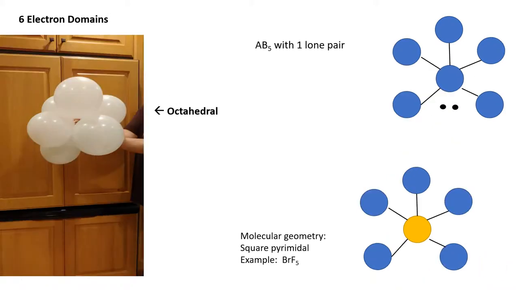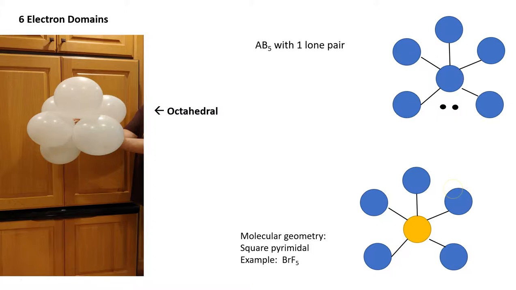Now the last domains here, this one has six, and we call this one an octahedral. So this AB5 with one lone pair has a square pyramidal shape. So it's square on the bottom with one coming off the top here. There's one lone pair. This is bromine pentafluoride. This has one lone pair and then five atoms connected to that center molecule. So there's five fluorines on the outside and then one bromine in the middle.